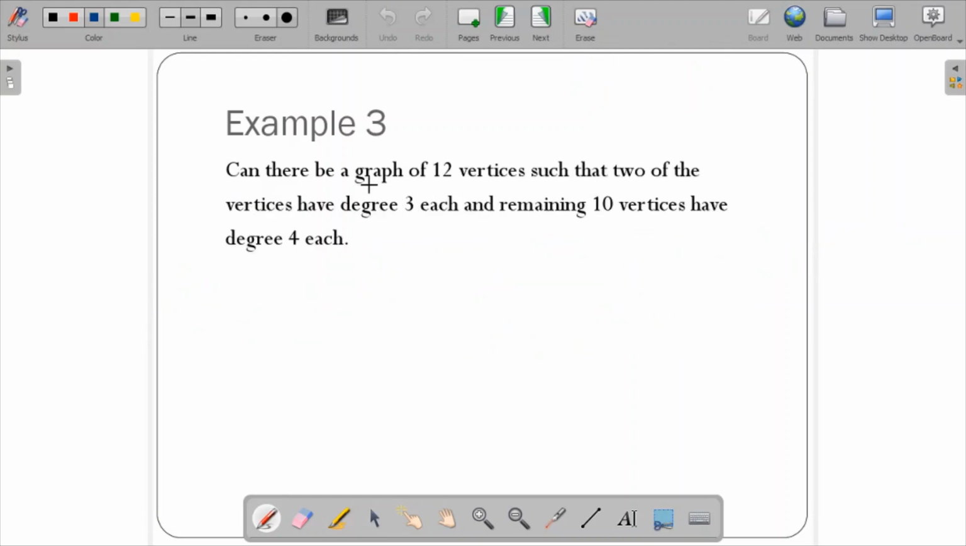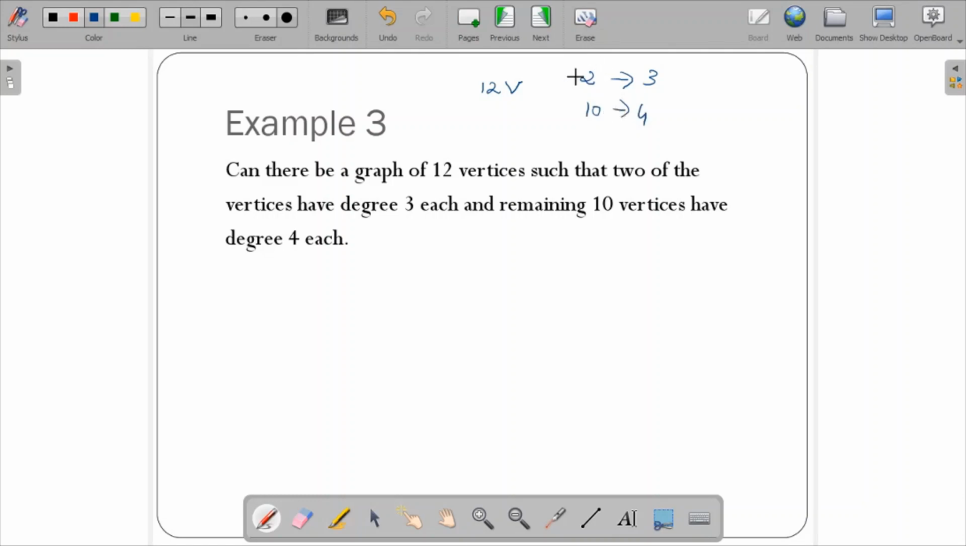Example 3: can there be a graph of 12 vertices such that 2 of the vertices have degree 3 and the remaining 10 vertices have degree 4? So can there be a graph of 12 vertices? We know there are 12 vertices. Of that, 2 vertices are of degree 3, and the remaining 10 vertices are of degree 4 each.